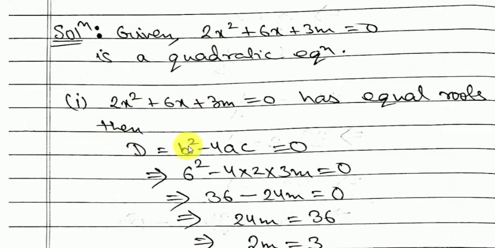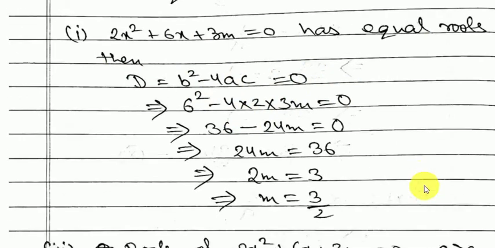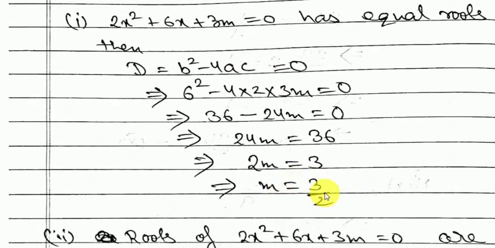So then D is equal to b square minus 4ac equal to 0. If this has equal roots, that means the discriminant is 0. That means b square minus 4ac is equal to 0. Substitute the values, then you get the value of m, that is 3 by 2. So if the value of m is 3 by 2, in that case, that quadratic equation will have equal roots.